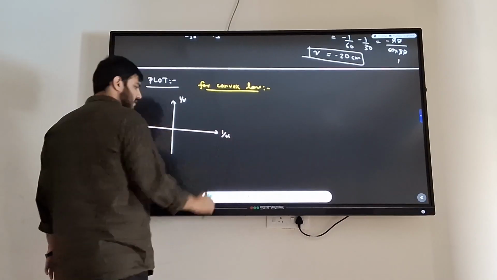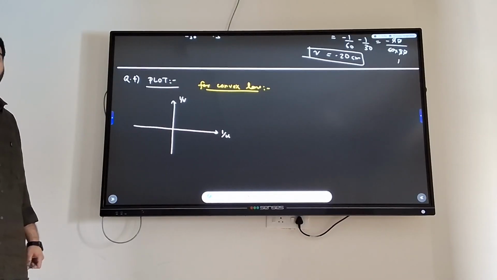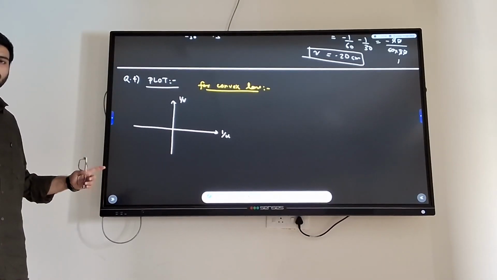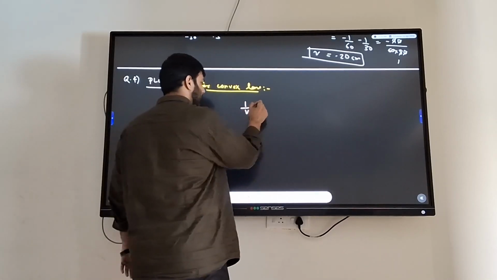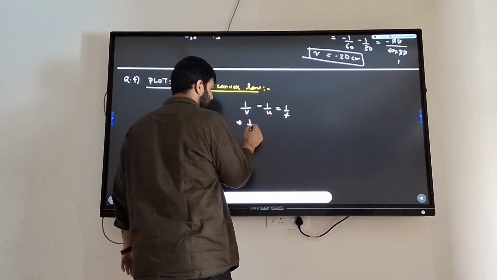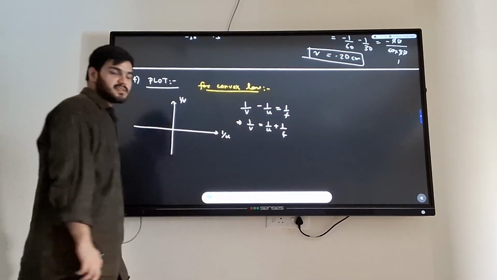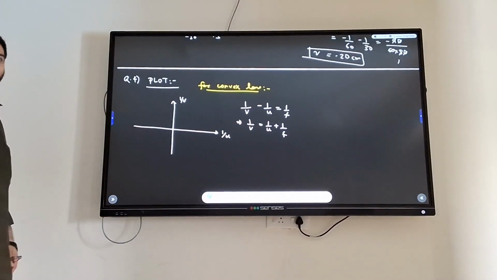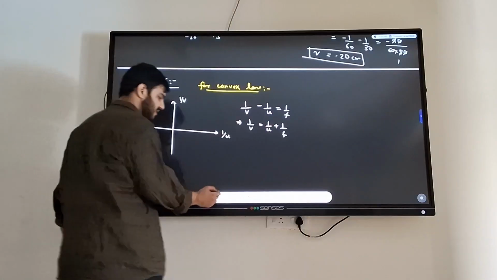If you remember, we will follow the same procedure as done in mirrors. And how do we start? Start with the equation that relates the two: 1 by v minus 1 by u equal to 1 by f. That means 1 by v is equal to 1 by u plus 1 by f. If you recognize that 1 by v can be taken as the y-axis and 1 by u as the x-axis, then what can you say?